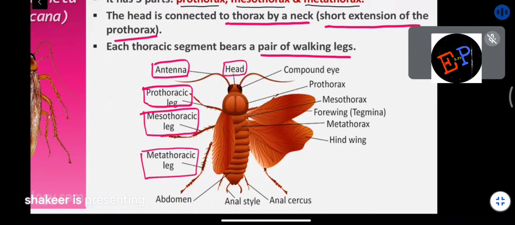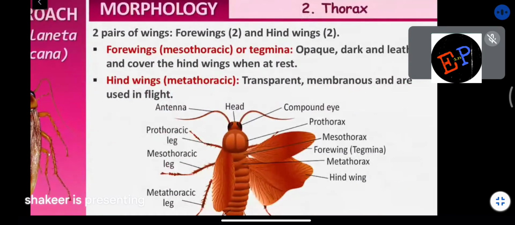Clear? So this region you can call the prothorax. This region of the cockroach is the prothorax. The next region up to here is called the mesothorax, and the next adjoining region is called the metathorax. Are you able to understand? So this is about the thorax cavity.